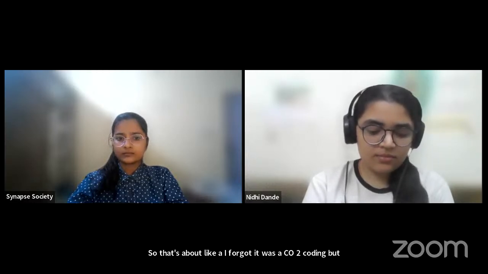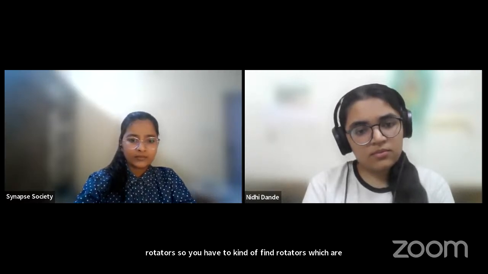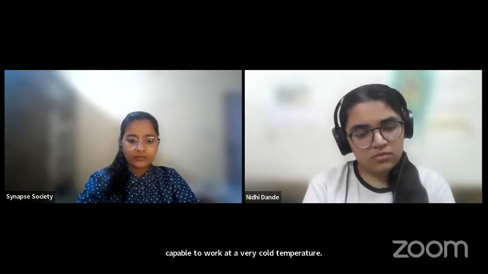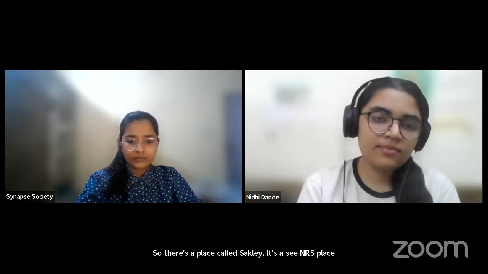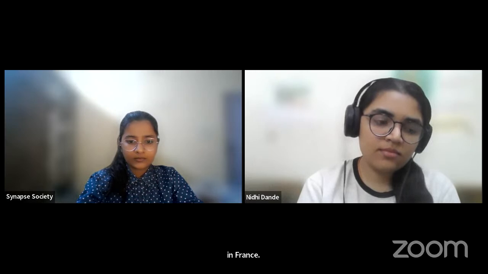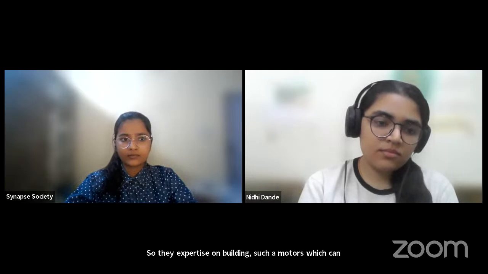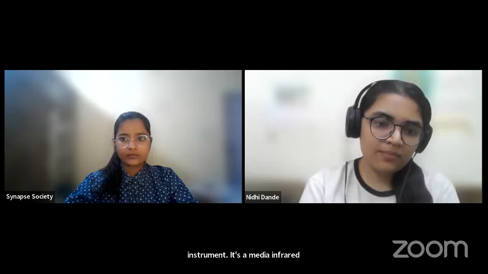It's a cryogenic instrument, so it's going to work at a very cold temperature, and for that you need, for example, rotators, so you have to find rotators that are capable of working at very cold temperatures. There's a place called Saclay, a CNRS site in France, which has expertise in building such motors that can work at very cold temperatures. They also developed the instrument for JWST, the MIRI instrument, which is mid-infrared. So you use expertise from different institutes to build the best thing you can.